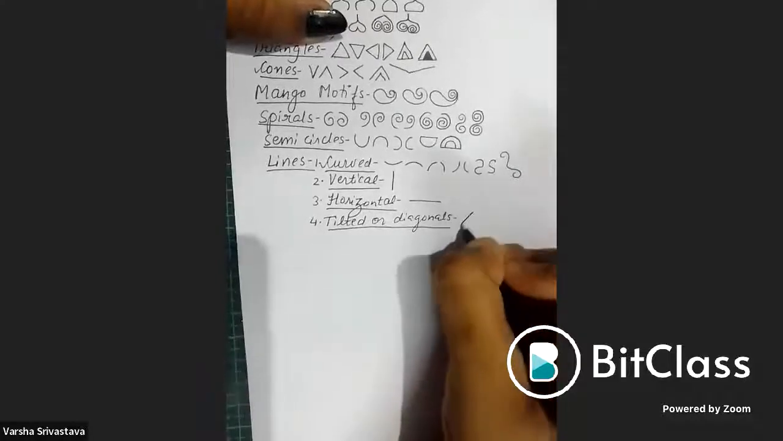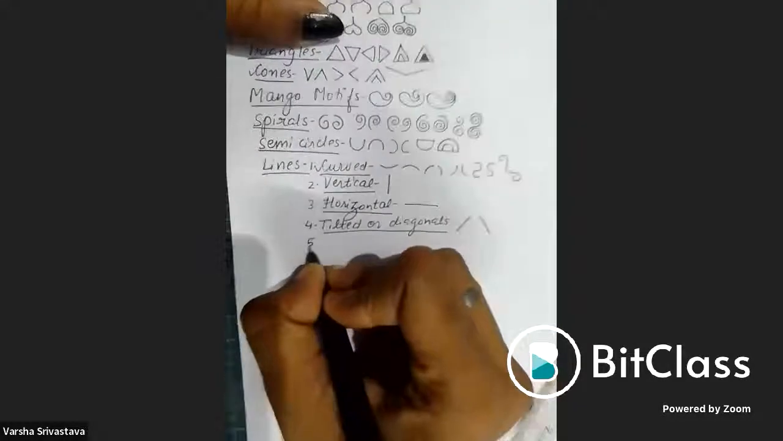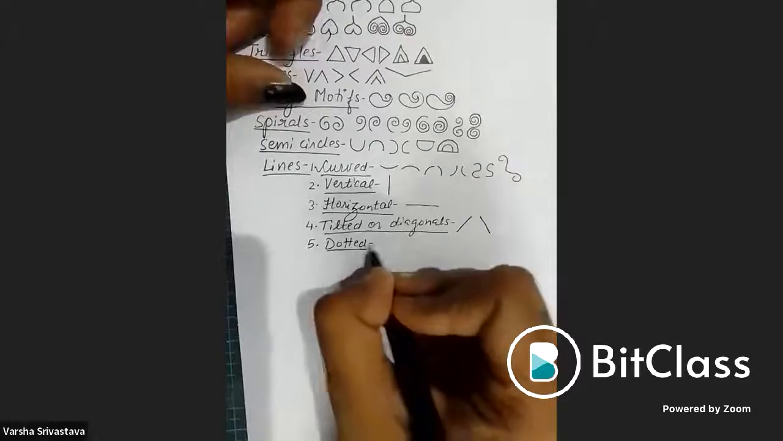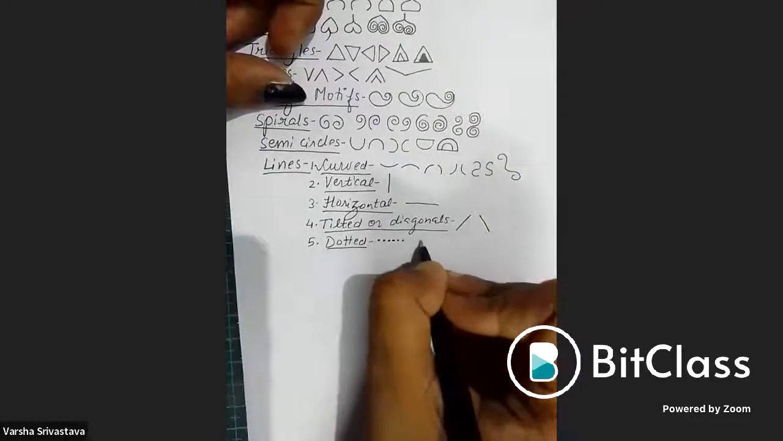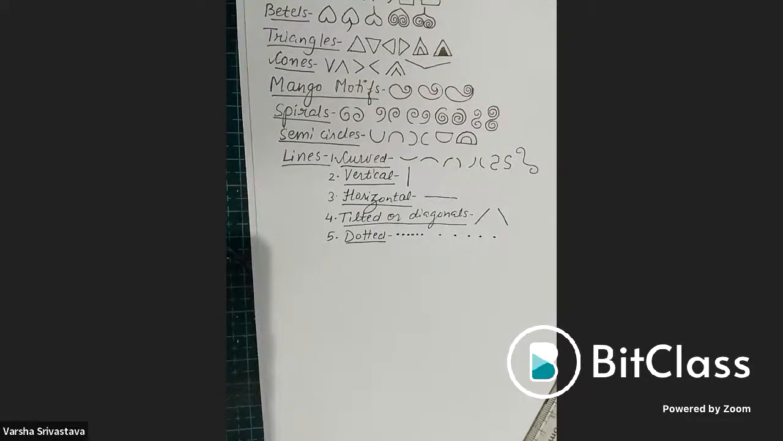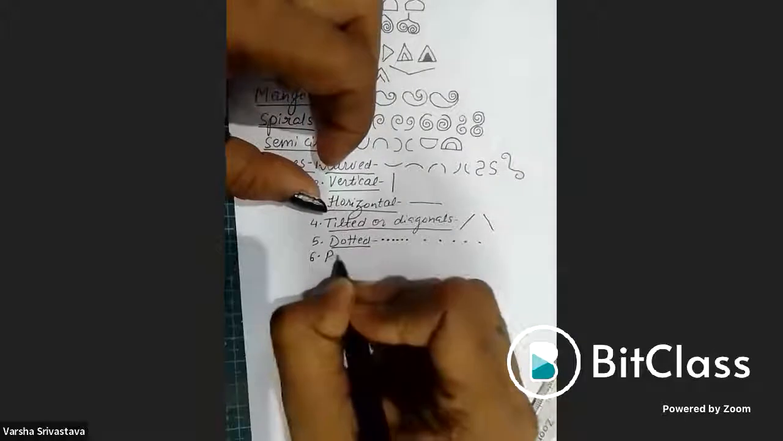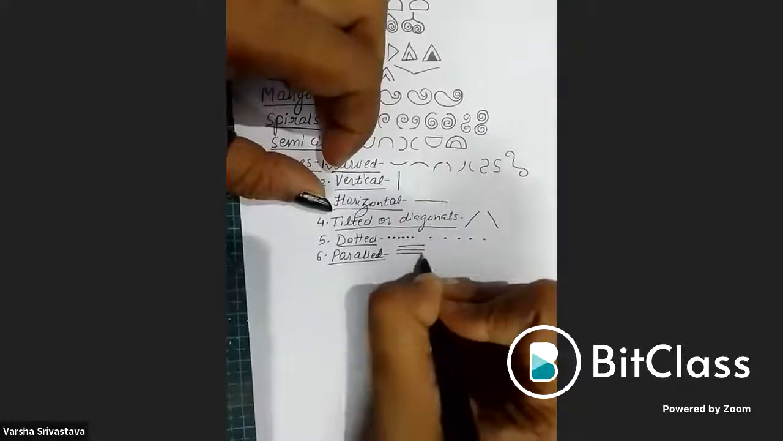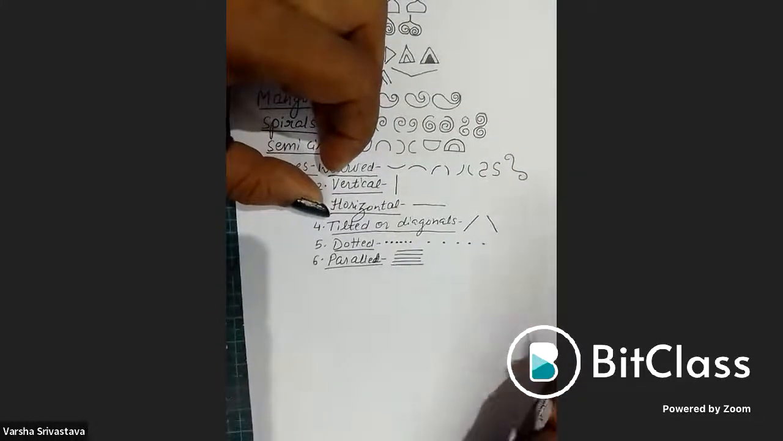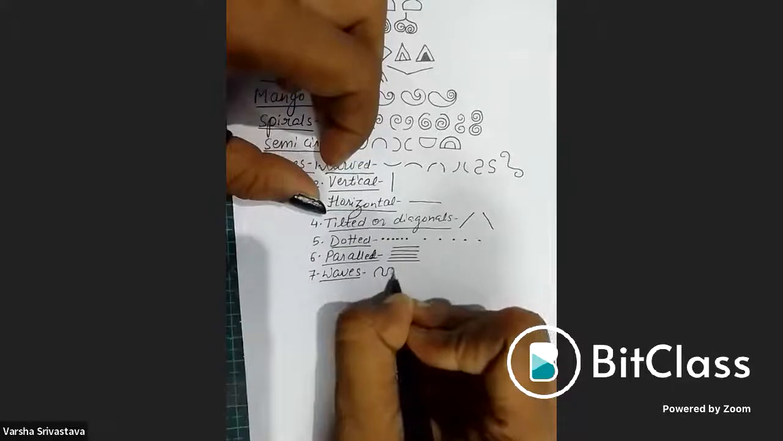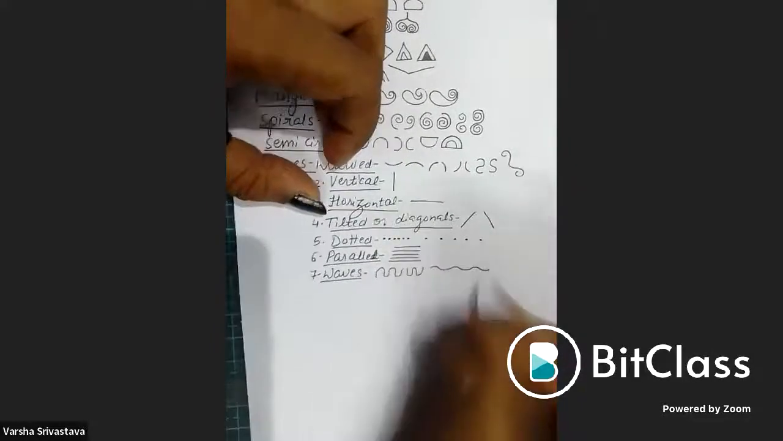These simple things are very important. Like this. Fifth one, dotted. I'm making the closed dots like this and making the far dots like this. Sixth, parallel. Lines which do not intersect each other are known as the parallel lines. And last one is the wavy lines or waves. So these are the high waves and these are the low waves.